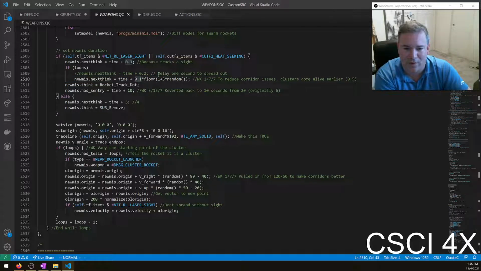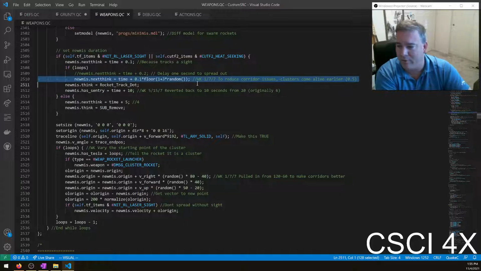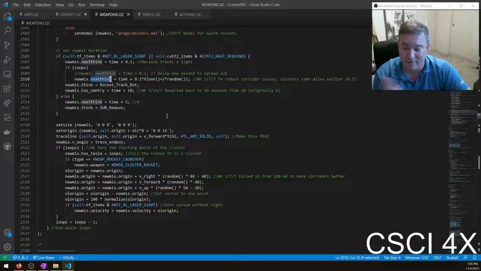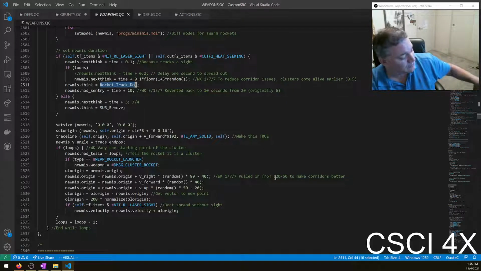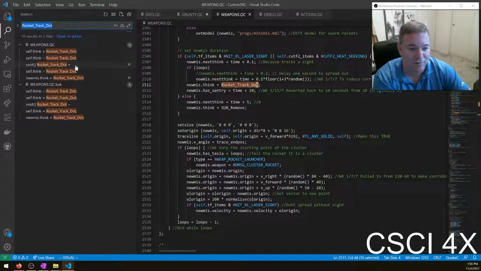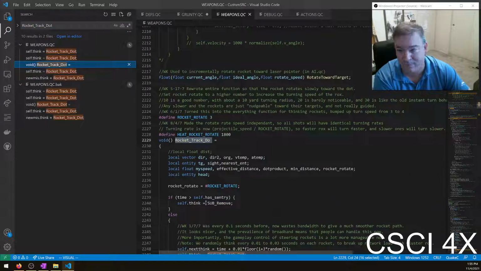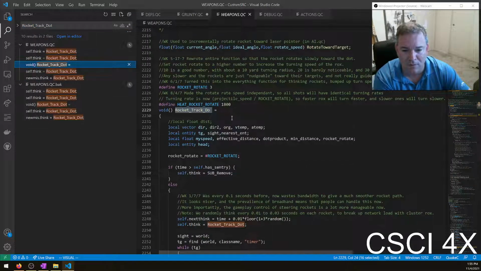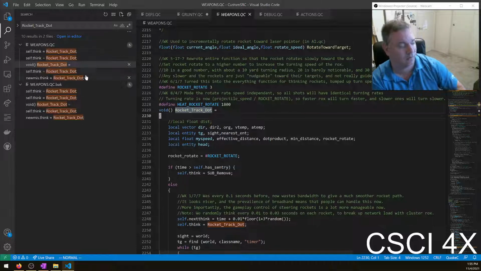I don't have all the rockets think at the same time to cut down on network lag. Basically, every 0.1 to 0.4 seconds or so, 0.5 seconds, the rocket will wake up. And what will it do? That's its next think, the time it's going to think next. It's going to be a brief second from now, half second from now or so. It's going to call that function. So let's find rocket track dot and just look for the equal sign. That's where it is. It's kind of nice.